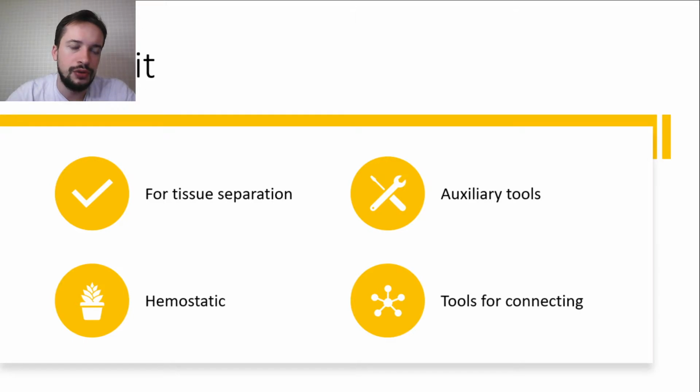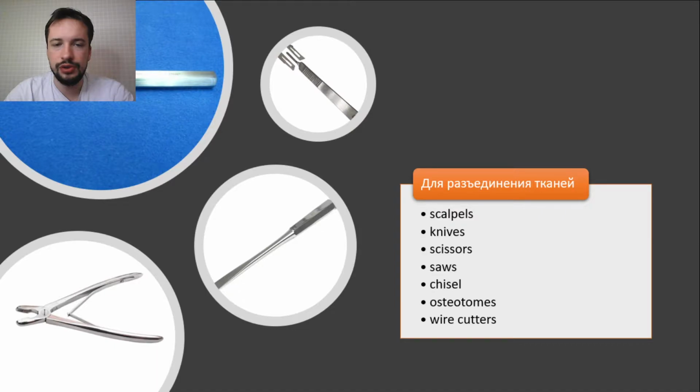All the toolkit, all instruments, are divided into four types. The first type is instruments for tissue separation, for example, a blade. The second type is auxiliary tools or support tools, instruments that will help you, but with them alone you cannot do an operation. The third type is hemostatic instruments, and the fourth type is tools for connecting tissues, for example, a needle and others. Let's talk about all of this.